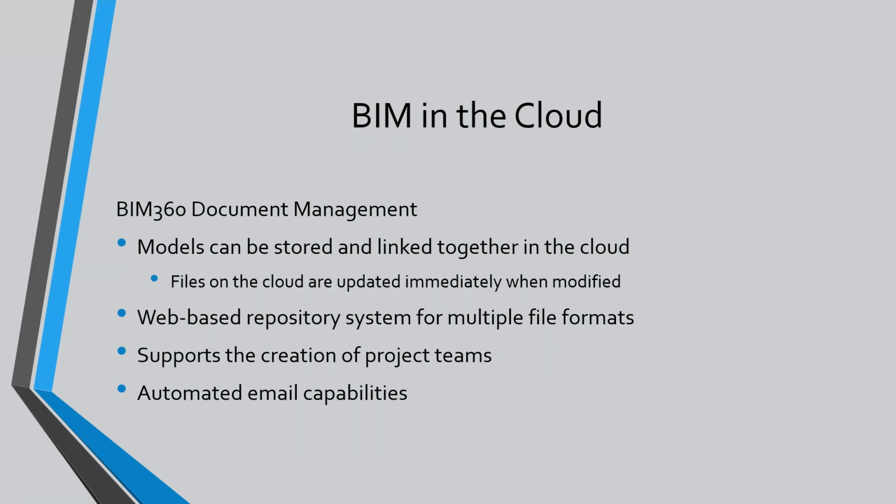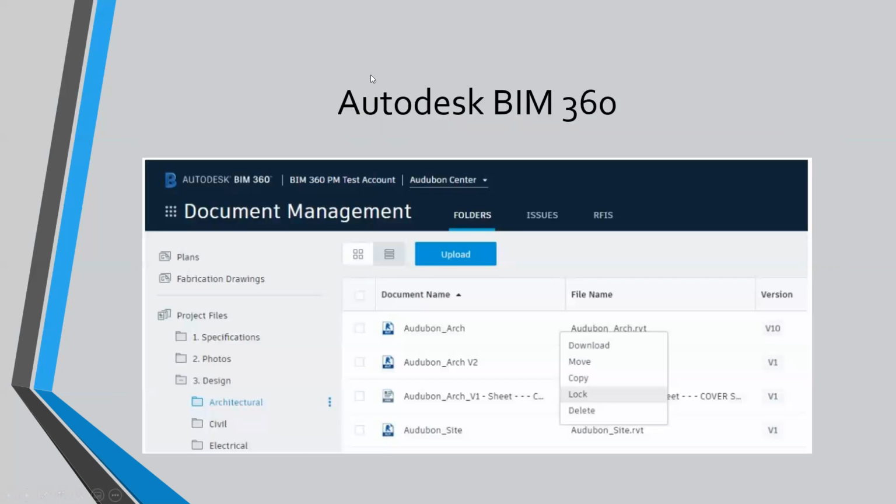You can have users assigned to specific projects so only they can see the information related. And there's also automated email capabilities. So if you were to change something in a model, you could set it to notify another team member that a change has been made and they need to be aware of it. And this is an example of Autodesk BIM 360. This is what the interface looks like on the web browser.